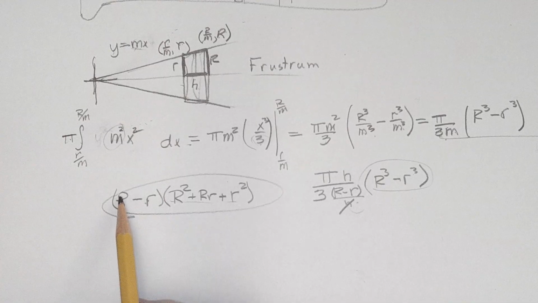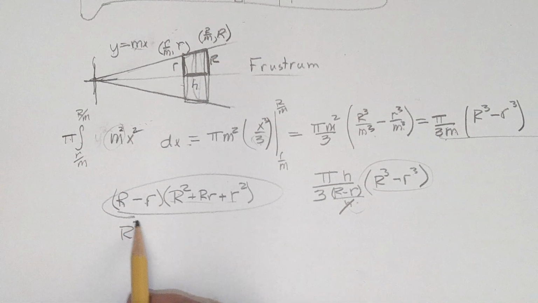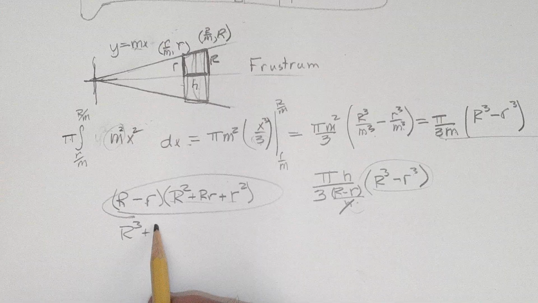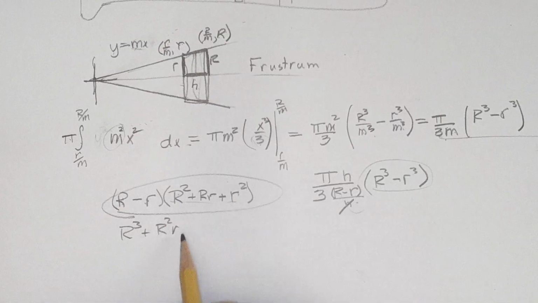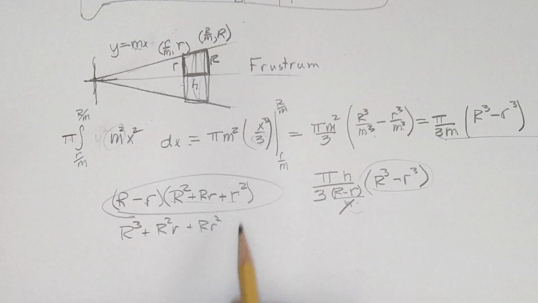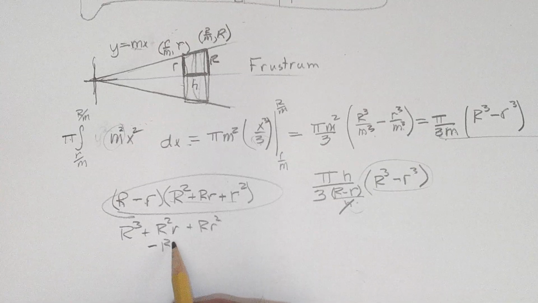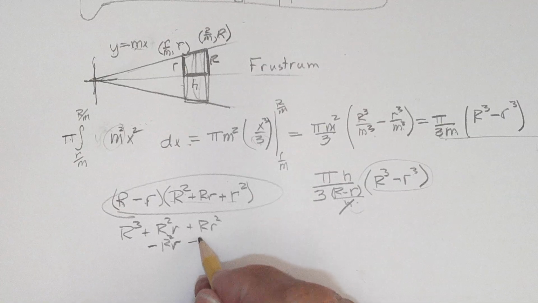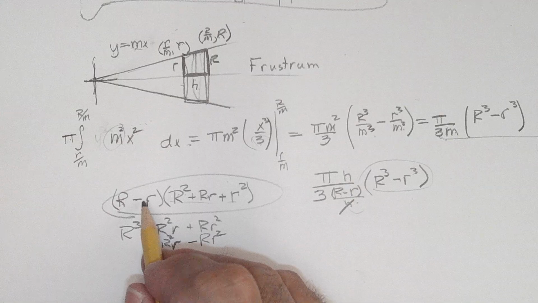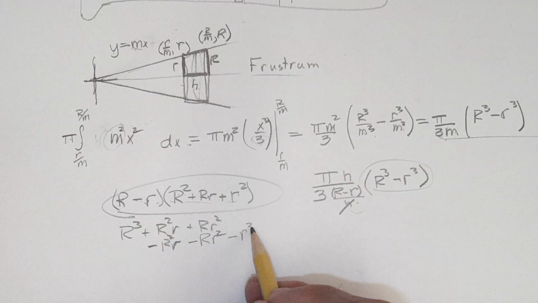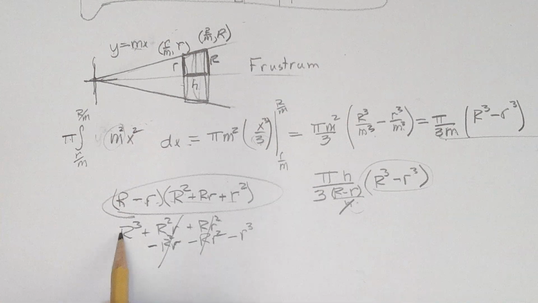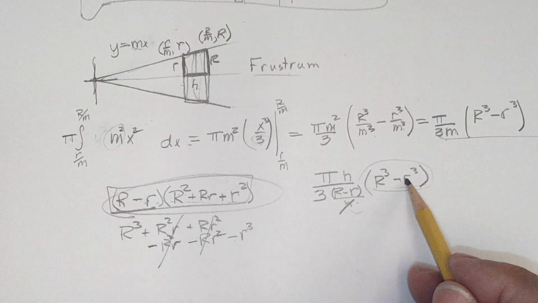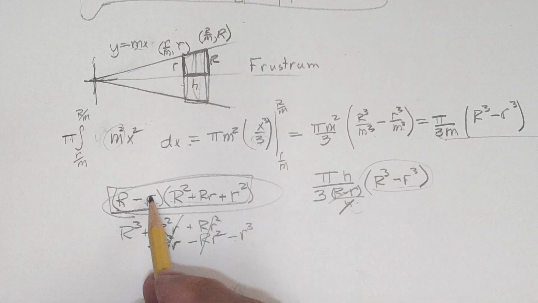To prove to you that, I'm going to take this times this, times that, this times that, minus little r times that, minus r times that, minus little r times that, and minus little r times that. And these cancel, and I get R to the third minus little r to the third. So this is what this factors to, and so this would cancel that.